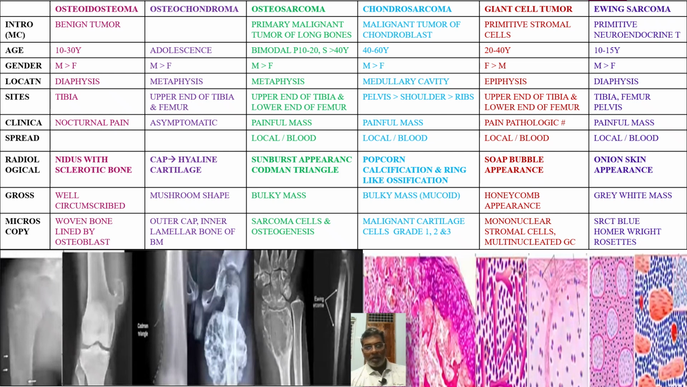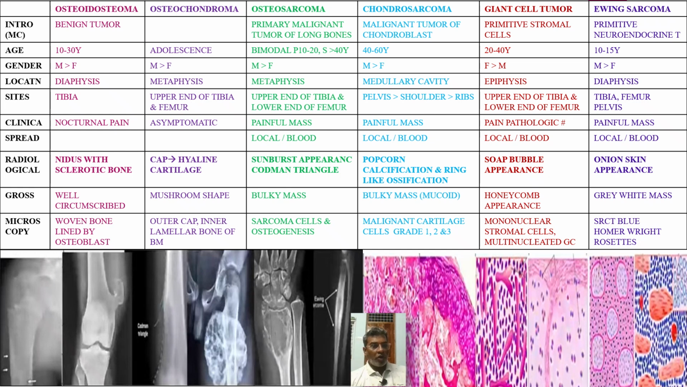The age of involvement will be 10 to 13 years. Diaphyseal region, tibia is involved. There will be nocturnal pain, characteristic of osteoid osteoma. On radiology, we'll observe the nidus with sclerotic bone. On gross, it is a well circumscribed tumor. Microscopy shows woven bone lined by osteoblasts.